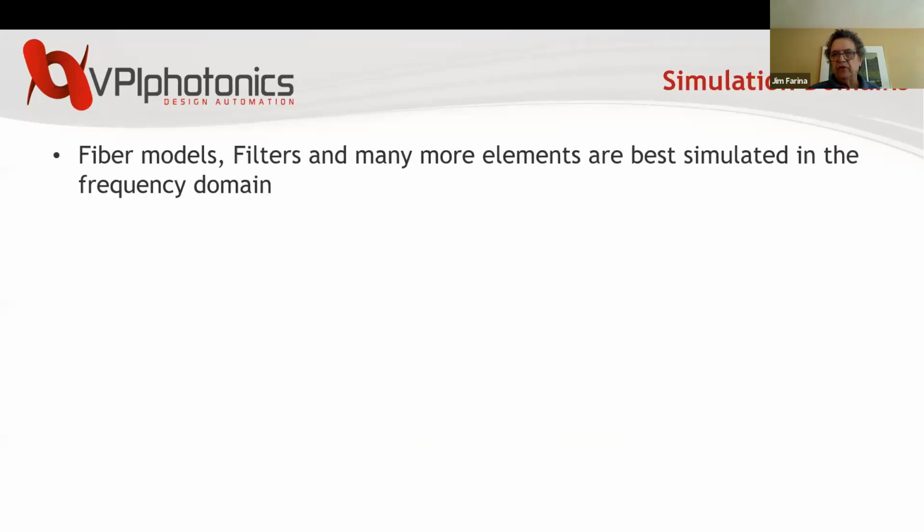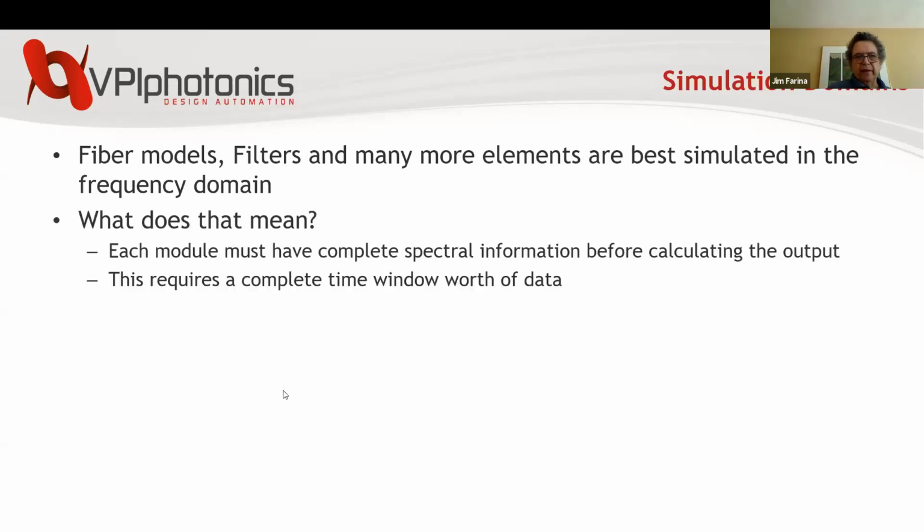So let's talk about simulation domains. If I look at the fiber models and the filters, and actually many more of the elements used in system modeling, they're really best simulated in the frequency domain. What does that mean? It means that each module must have complete spectral information before it can calculate the output. That requires a complete time window worth of data. So you have to go through the whole time window, or the modeling time that you're doing for your simulation, and then pass that data to the next module in order for it to do an FFT or an inverse FFT or anything like that. It needs the complete data record.